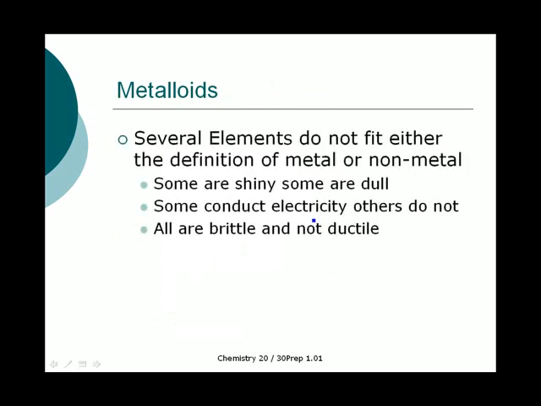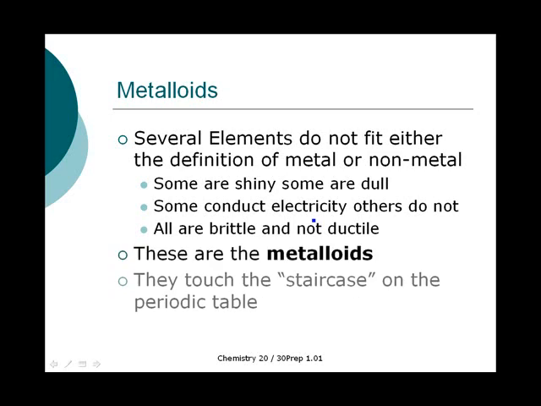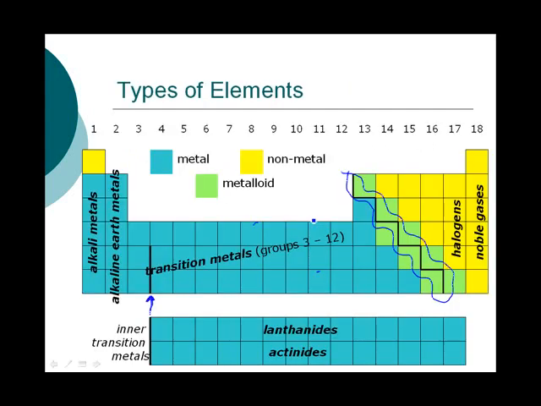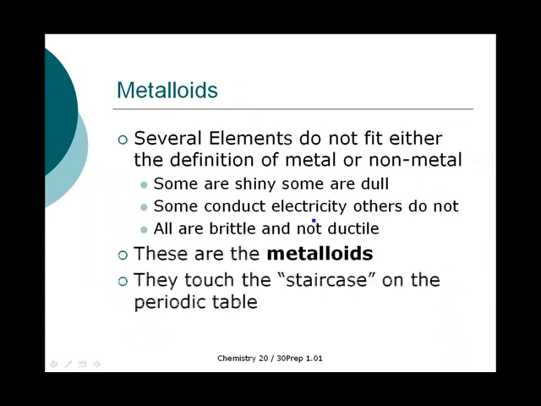The last group is the metalloids, and it's a group of elements that don't fit either the definition for a metal or a non-metal. Some of them are shiny, some of them are dull. Some conduct electricity, others do not. All of them are brittle and not very ductile. So these are the metalloids, the green ones that touch the staircase on the periodic table. Those about 7 elements, you can just take a look at that. 1, 2, 3, 4, 5, 6, 7, 8 elements are metalloids. And they have some of the properties from either group.